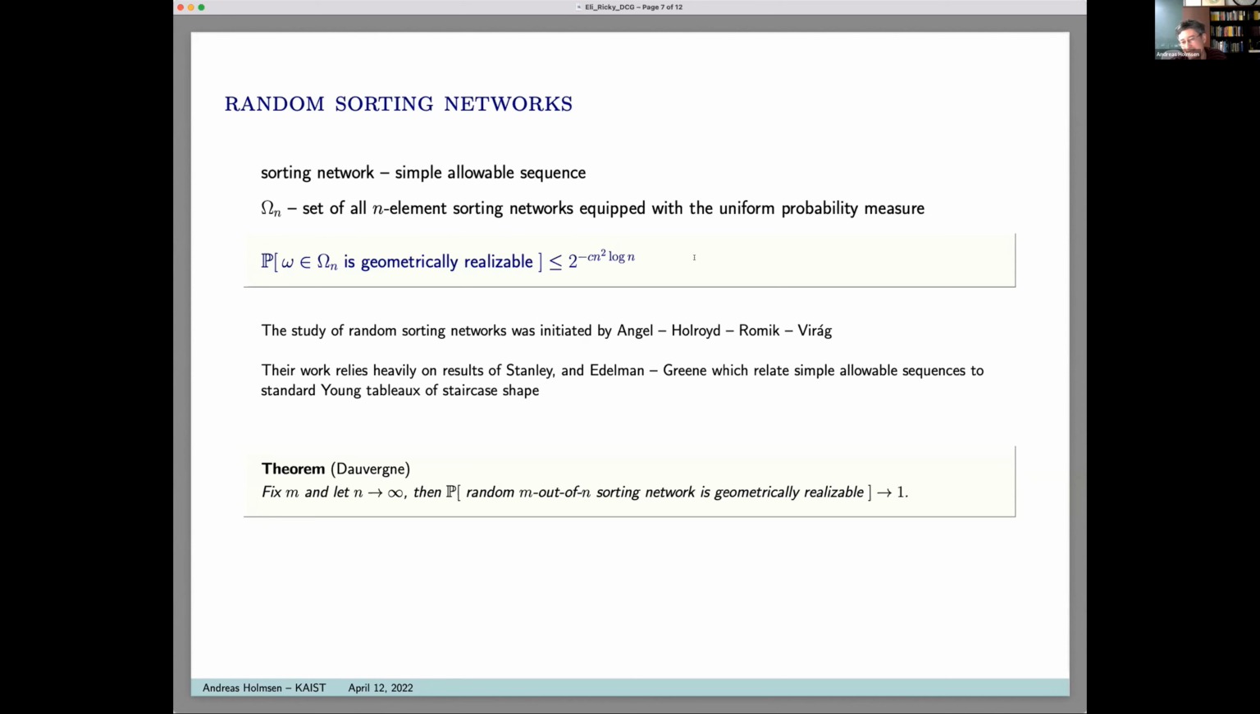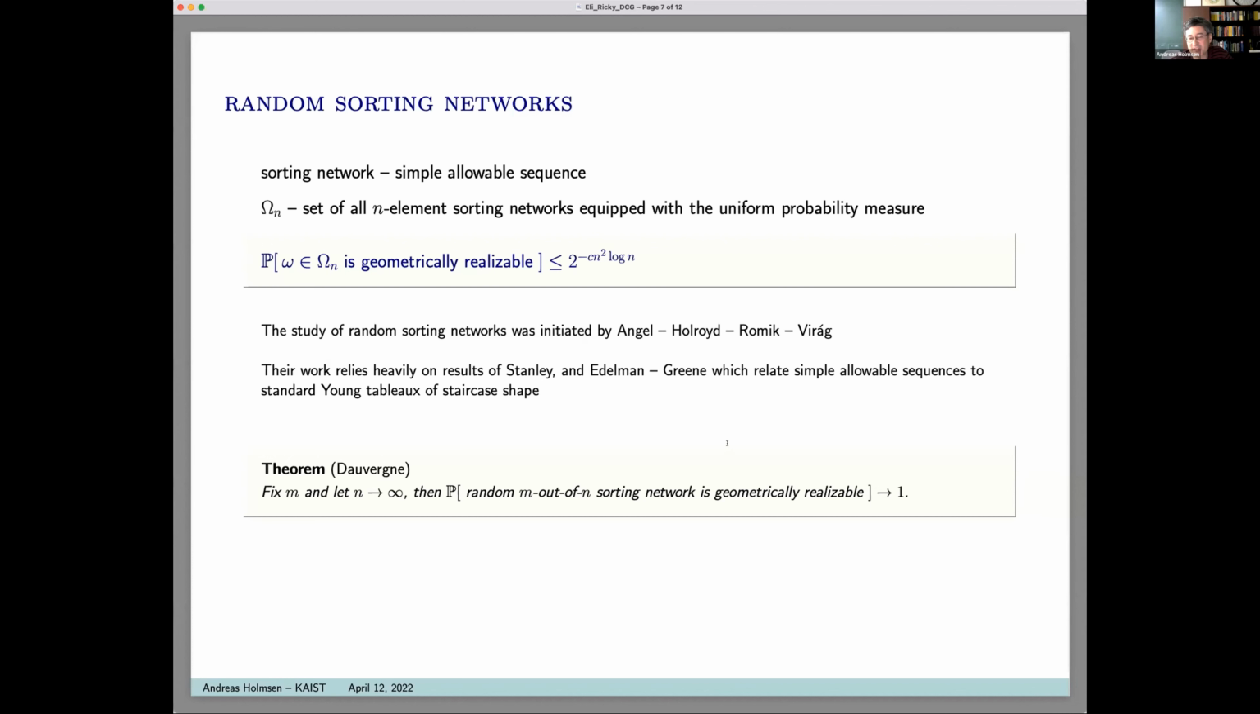Now, remember, Eli and Ricky originally wanted to generate all possible 17-tuples of points in terms of allowable sequences and check for the Erdős–Szekeres conjecture. But they quickly realized there are too many. It's impossible to generate all of them. But it turns out that due to certain combinatorial bijections discovered by Stanley and Edelman–Greene, you can sample in a very efficient way. You can sample a random sorting network or a random allowable sequence. Large ones can be sampled very efficiently. And this way they could do experiments and discover a lot of things.